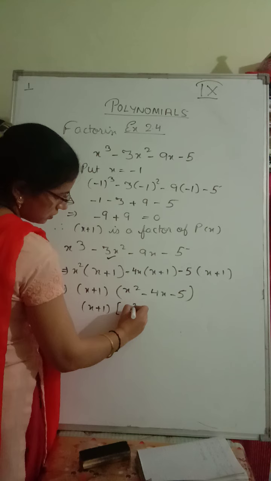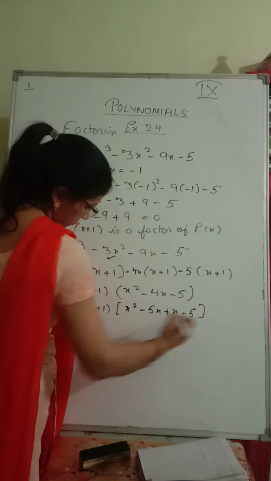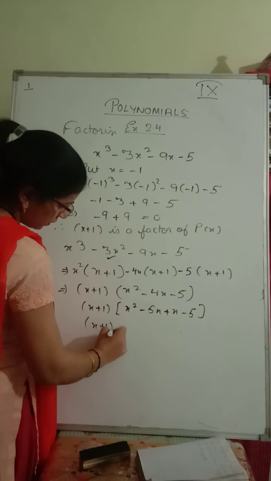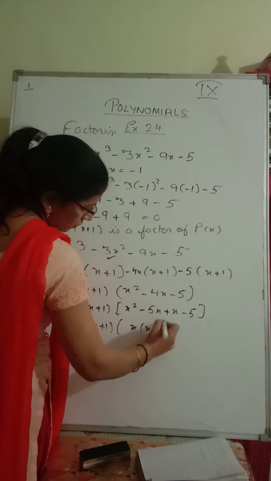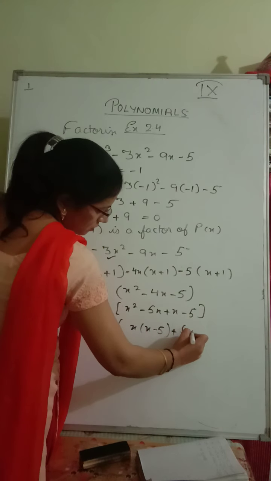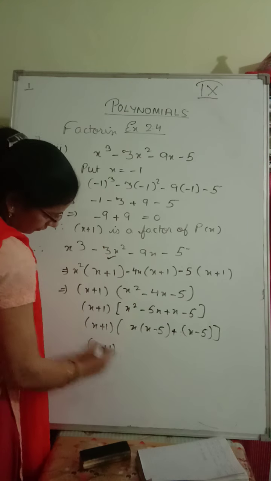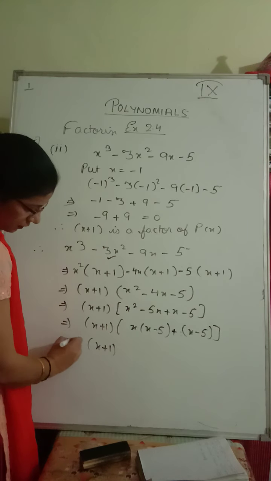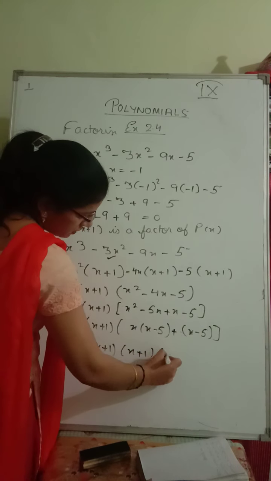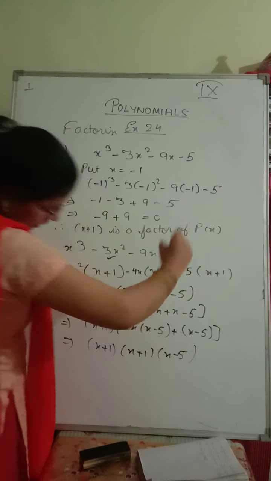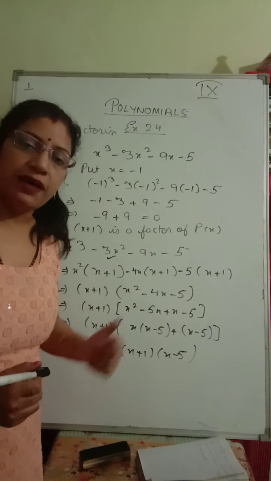So we'll do x square minus 5x plus x minus 5. Solve this. From these two, x is common, so x minus 5. From these two, plus 1 is common, so x minus 5. Therefore we will have x plus 1 and x minus 5. So these are the factors of this polynomial by the second method.